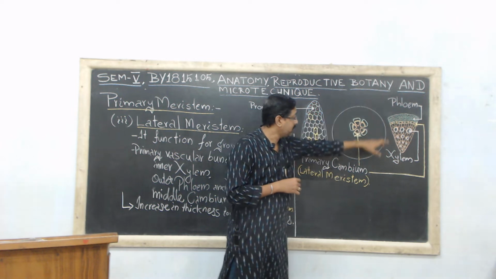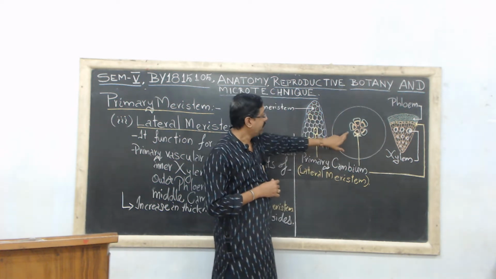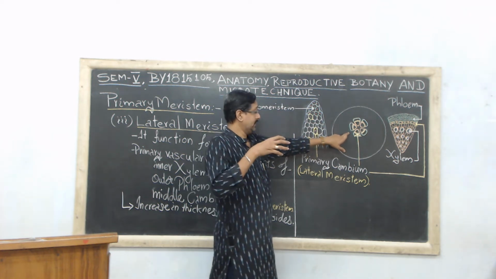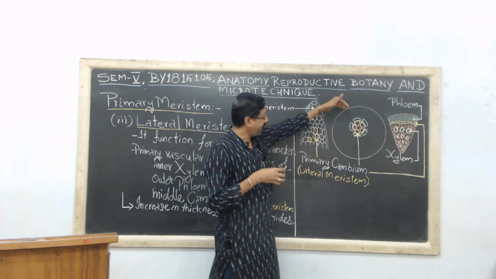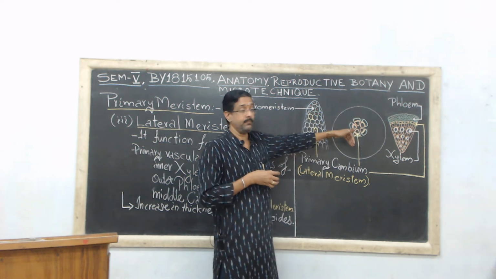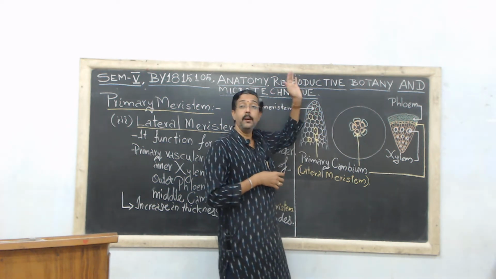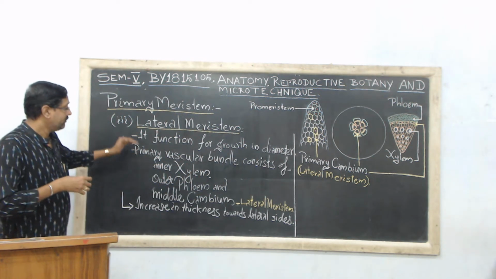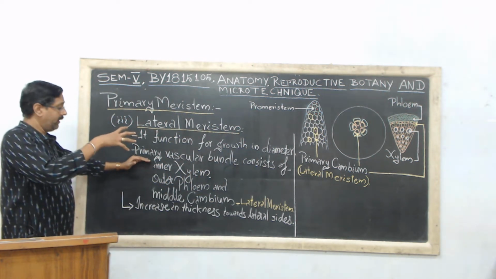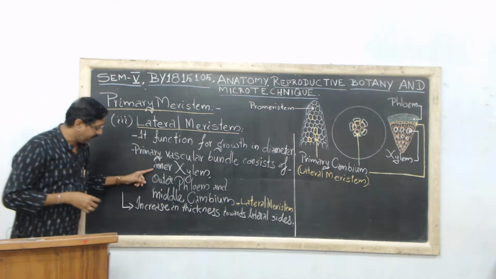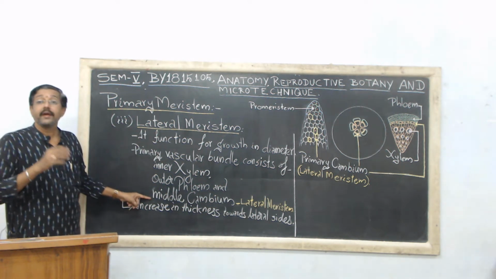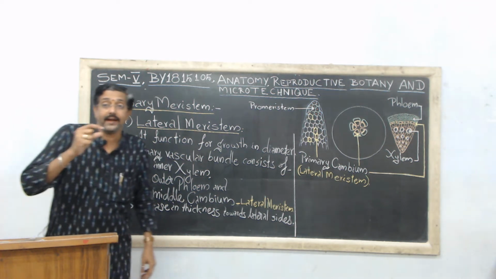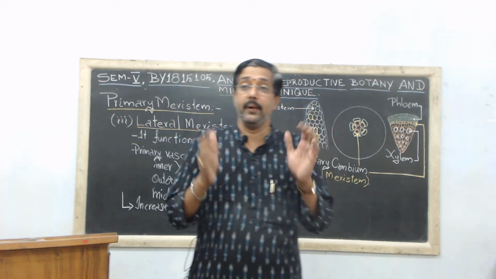Because in a cross section we can see the bundles are oriented in such a fashion, that is, the xylem is facing towards the center of the stem and the phloem facing towards the peripheral region. So that is why here the lateral meristem, which derives the primary vascular bundle, consists of inner xylem, outer phloem and middle cambium. And the cambium is actually the actively dividing meristematic cells.